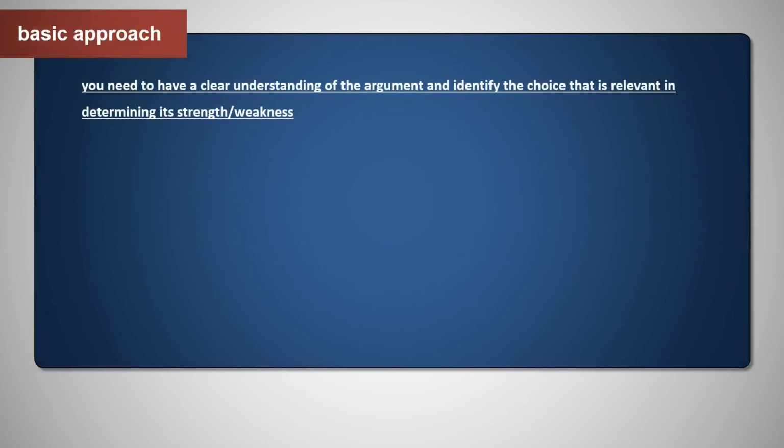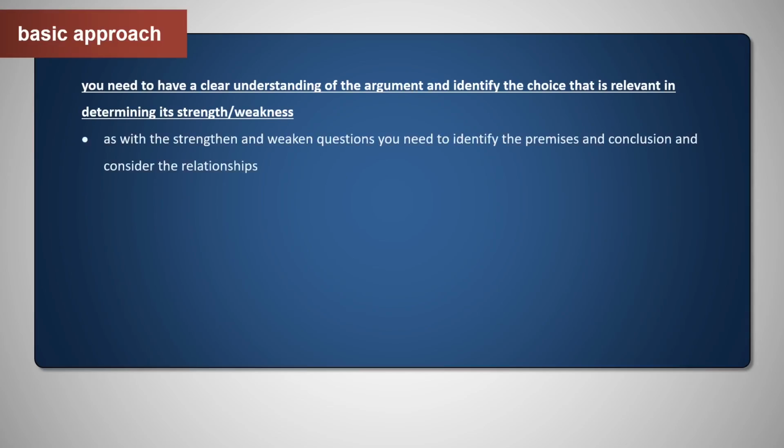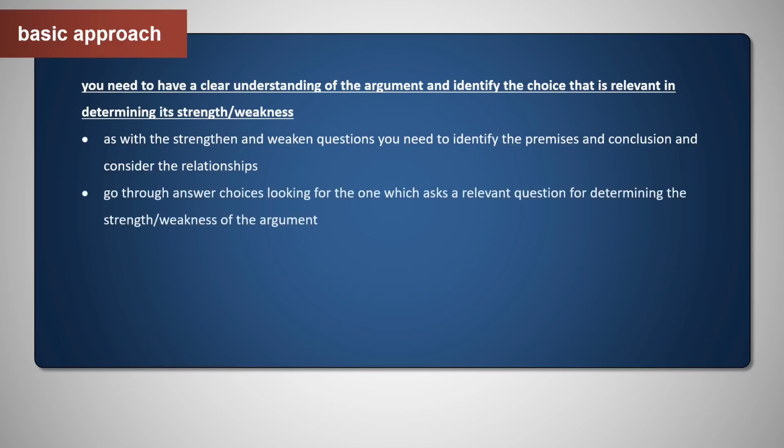Now, in terms of the basic approach, you need to have a clear understanding of the argument, and you need to identify the choice that is relevant in determining its strength and weakness. As with the strengthen and weaken questions, you need to identify the premises and conclusion and consider the relationships. So consider, once again, is it causality, is it explanation, is it characterization, etc. Then you're going to go through the answer choices, looking for the one which asks a relevant question for determining the strength and weakness of the argument.